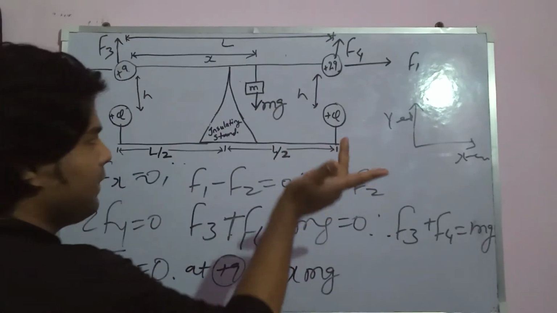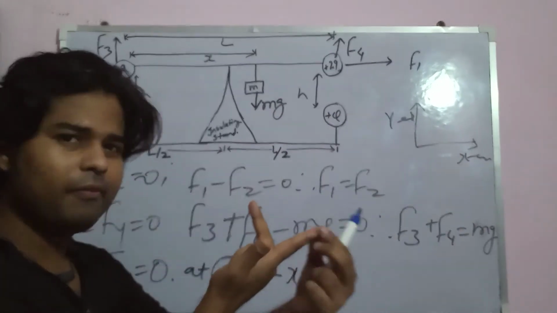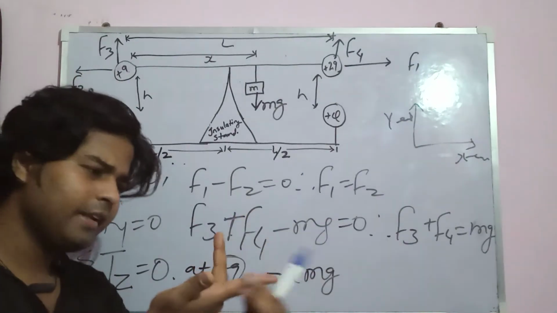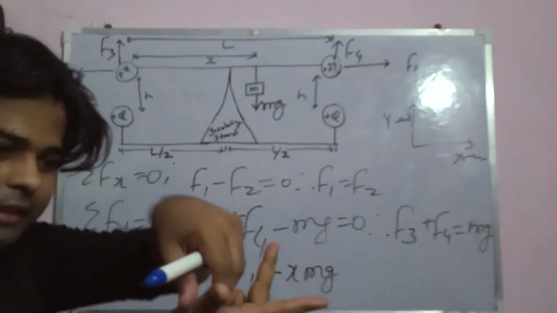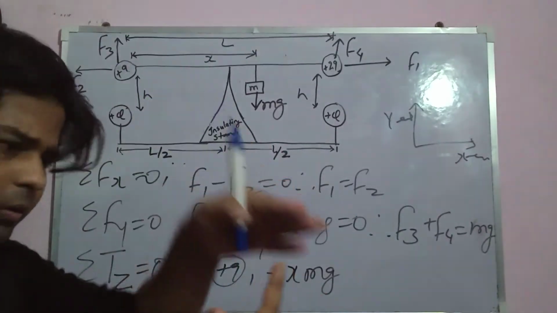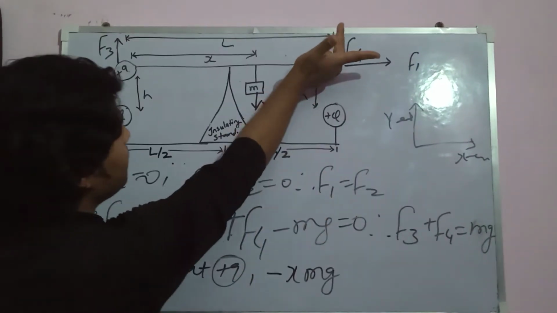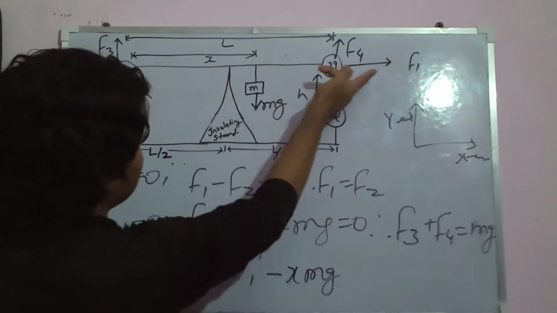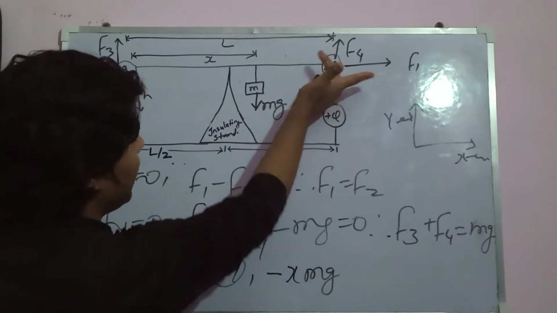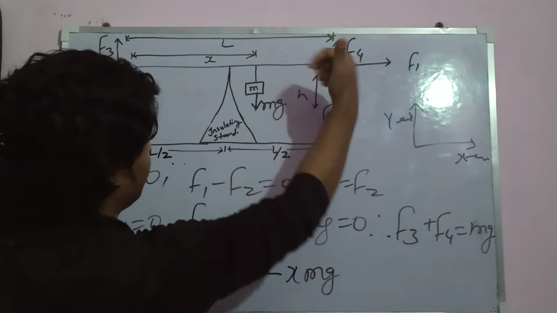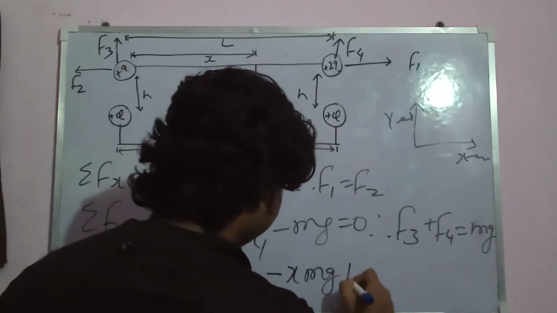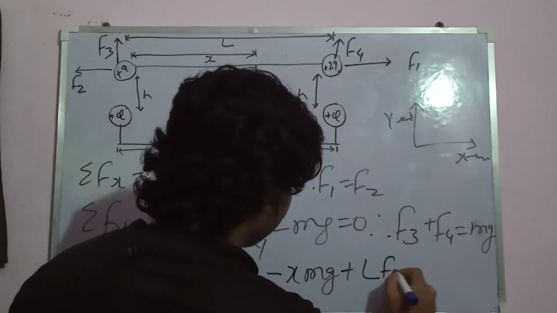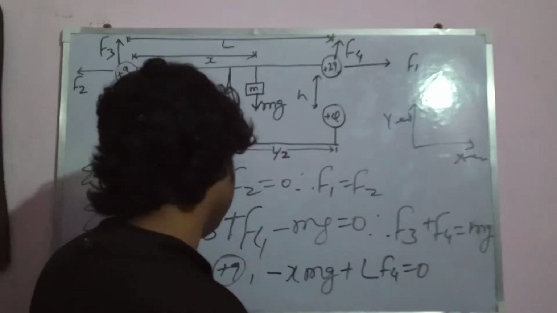And by using right-hand thumb rule, this forefinger shows the direction of momentum, this middle finger shows the direction of force, and this thumb shows us the direction of torque. See here, F4 is upward, L is here from this point, and this is the direction of torque. Means torque is positive here, along positive z-axis. L into F4 is equals to 0.